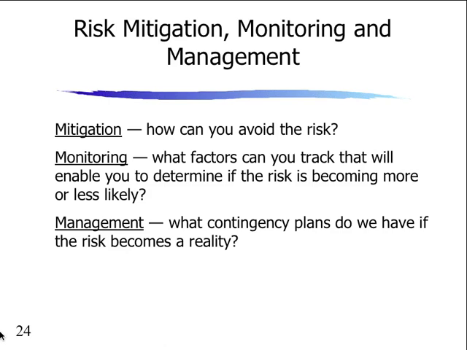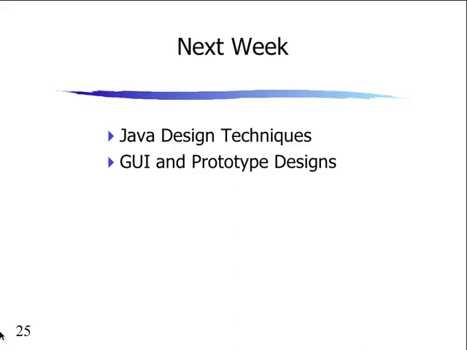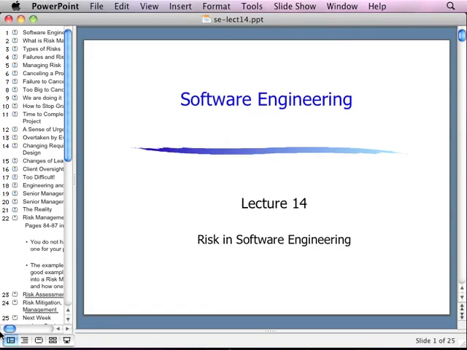So, as a preventative measure as it applies to software, how can you avoid the risk? What factors are you going to track in the software development to determine that the risk is becoming more or less likely? And then, if it does happen, what are you going to do when it becomes a reality? Which is essential, in terms of what you're looking at. If you look at pages 84 through 87, I believe, in the course notes, you'll see everything you ever wanted to know about coming up with those metrics.